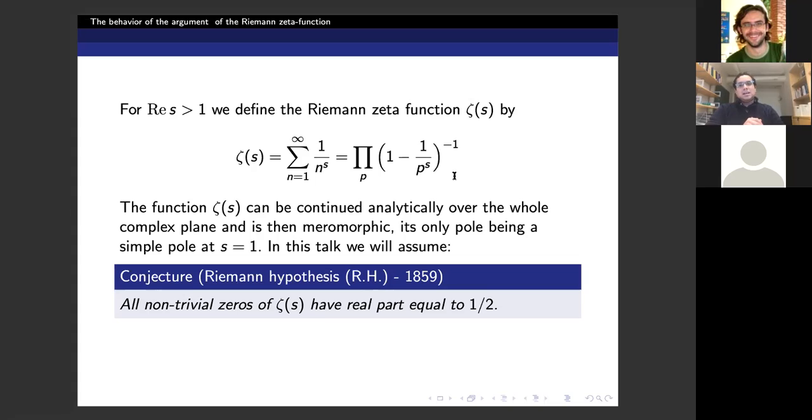Where are the zeros? For instance, in real part of s bigger than 1, we know that there are no zeros. Using the functional equation, we know that there are simple trivial zeros in the half-plane real part of s smaller than 0. And the question is, in this strip between real part of s 0 and 1, where are the zeros? One of the famous conjectures, by Riemann, says that all non-trivial zeros of zeta have real part equal to 1 over 2. So they are on the line 1 over 2.